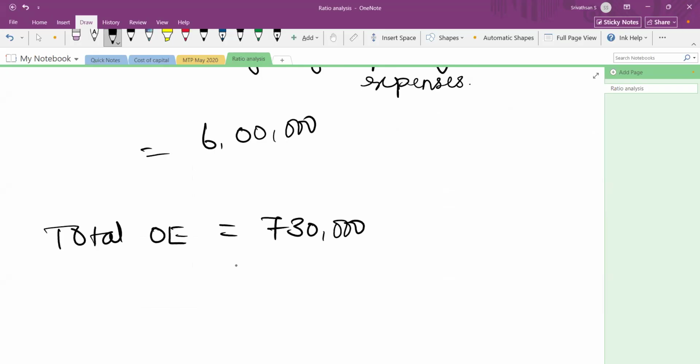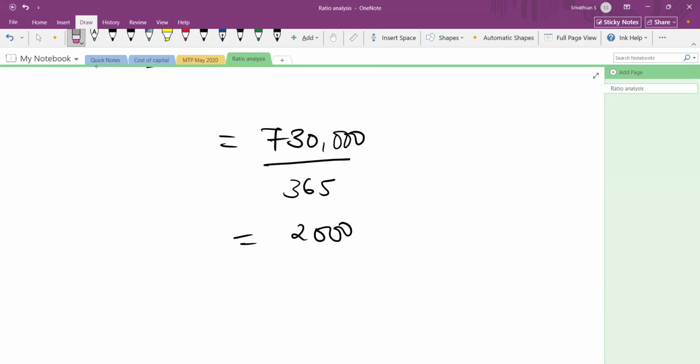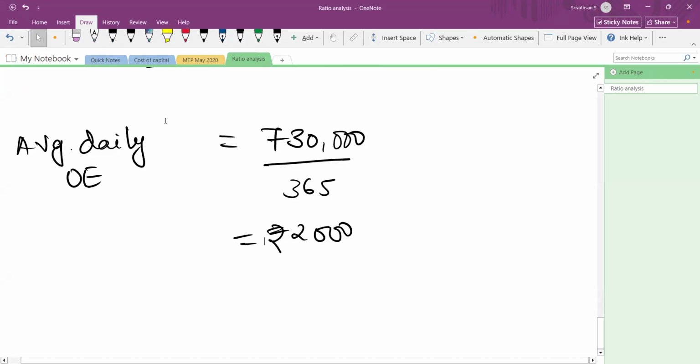But we need to calculate the daily average expenses. Assume 1 year has 365 days. So for 365 days, it is 7 lakh 30,000. Then for 1 day, how much it will be? 2,000. So this is your daily average expenses. Average daily operating expense, 2,000. Is this clear to everyone? Any doubt in this part? Did everyone understand it?